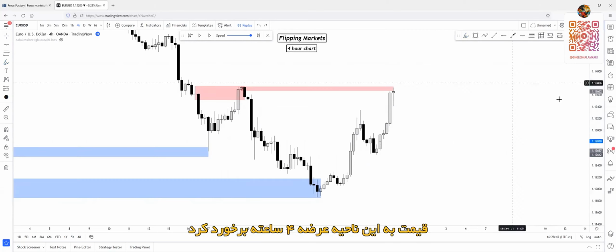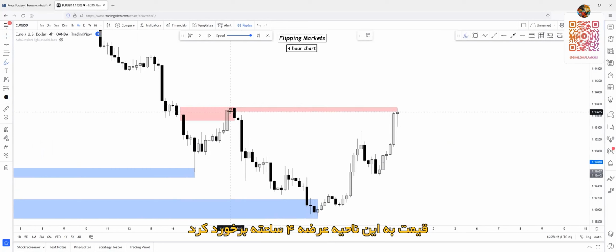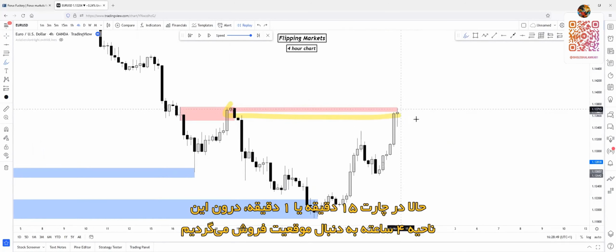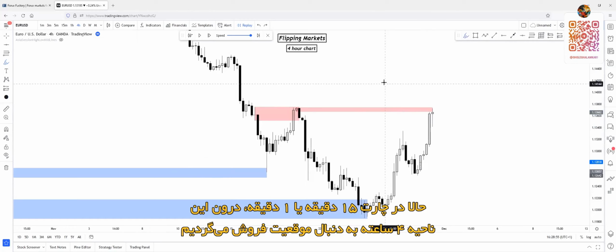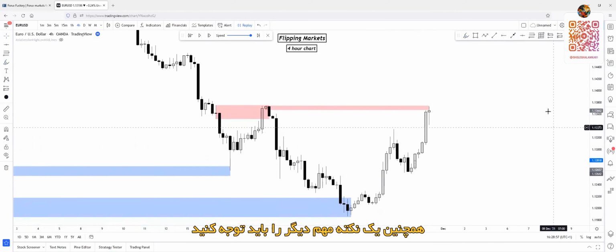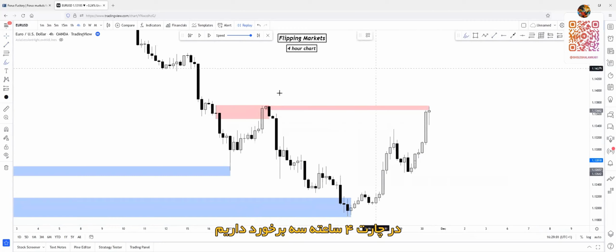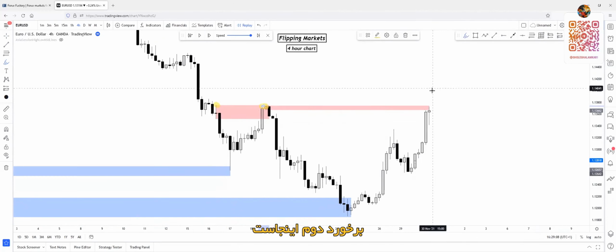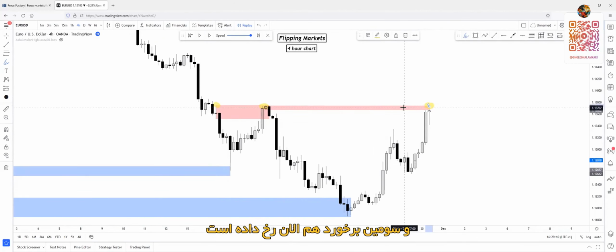So as you can see, price stepped into this supply zone, the 4-hour supply zone that we just marked. Right now, we are waiting for a reversal inside of this 4-hour supply zone on a 15-minute chart or a 1-minute chart. And as you can see, there's one more important thing to be noticed. We have triple taps on the 4-hour chart. We have the first tap here. This is the first tap. We have the second tap here, and the third tap has just been formed.